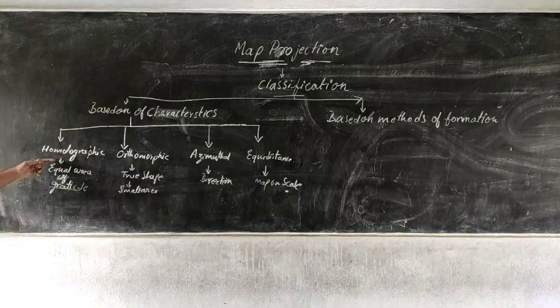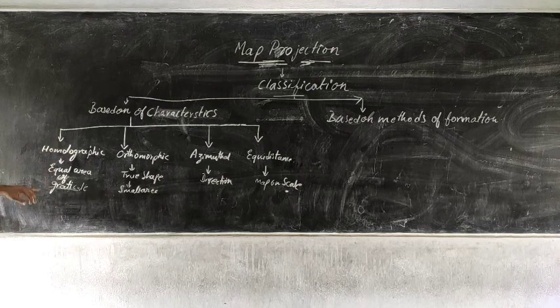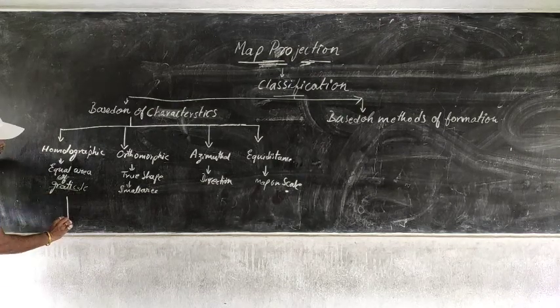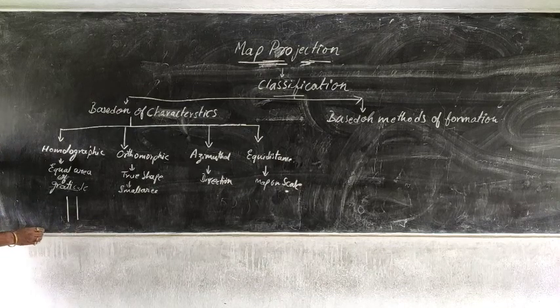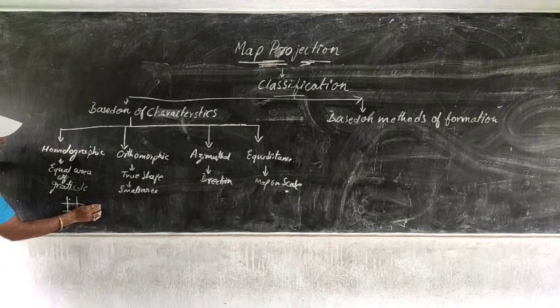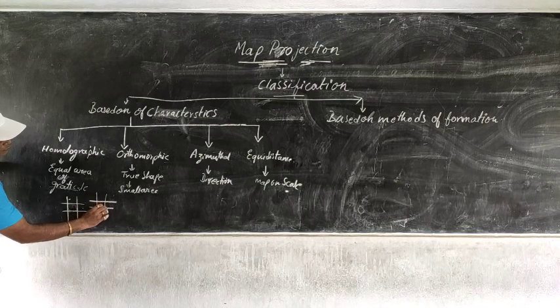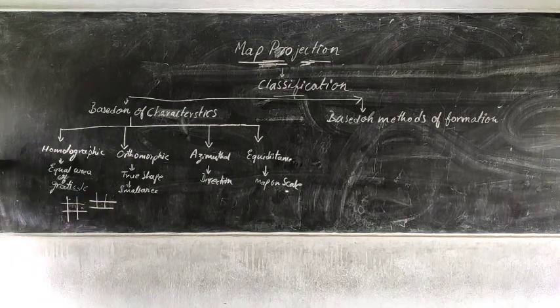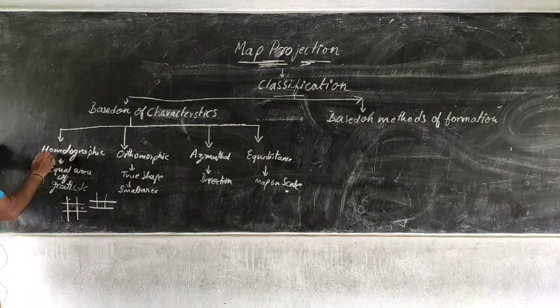Number 1 is homolographic. What does this mean? That means it deals with the equal area of the graticule. Graticule means the distance from one longitude to another longitude and one latitude to another latitude. This area will be the same throughout the map. Suppose if the breadth is increasing, then the length will be decreasing, and the area will remain the same. So that's why this is known as homolographic, or equal area of graticule.